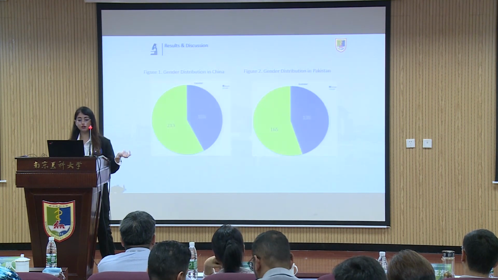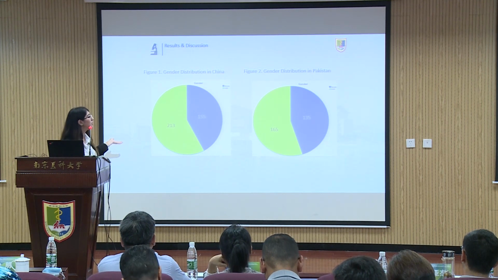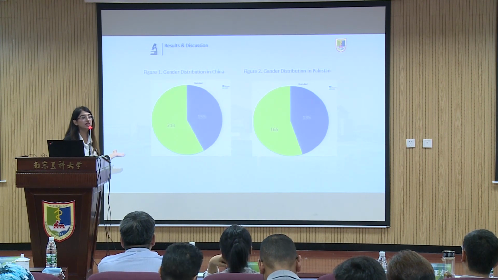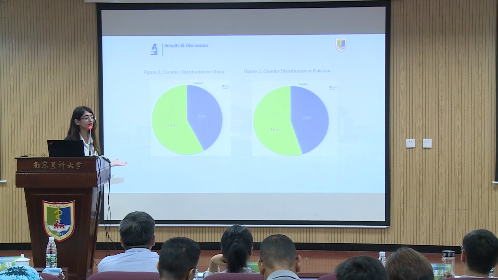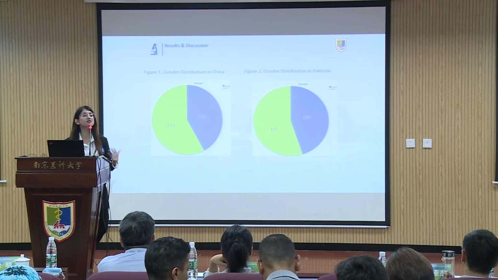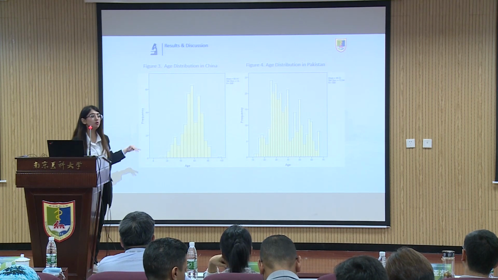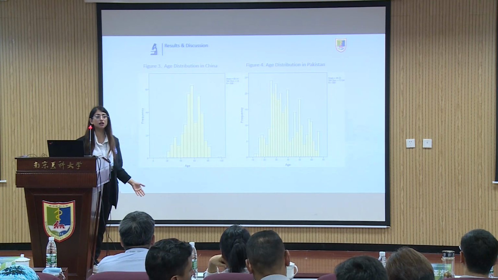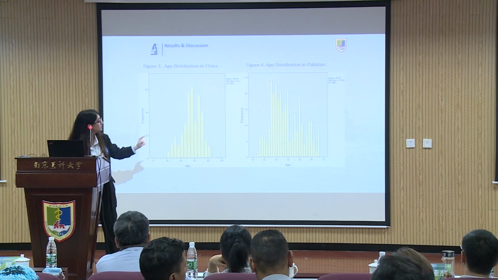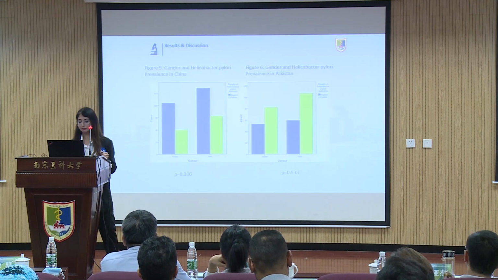So the results I will show you with graphs. There was no significant difference between the age group and the H. pylori infection, but as you can see, more males were infected in both nations. The age group in China was more elderly people, while in Pakistan, as you can see, the young age group was more prevalent.